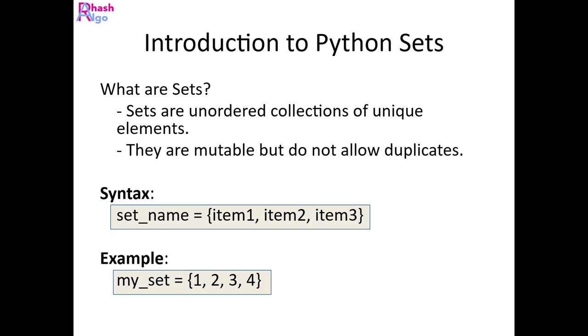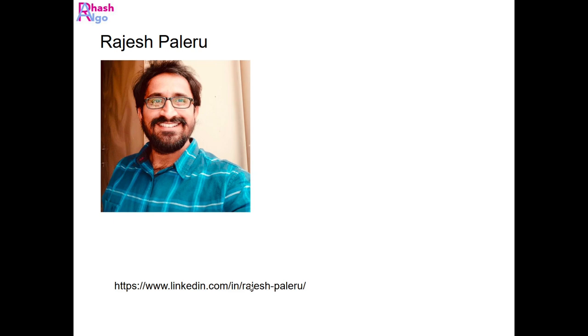The syntax for creating a set is like this, guys. Give the variable name, which is nothing but the identifier name, like set_name, and within the curly braces you put all the elements you want as part of that set. For example, my_set = {1, 2, 3, 4}.